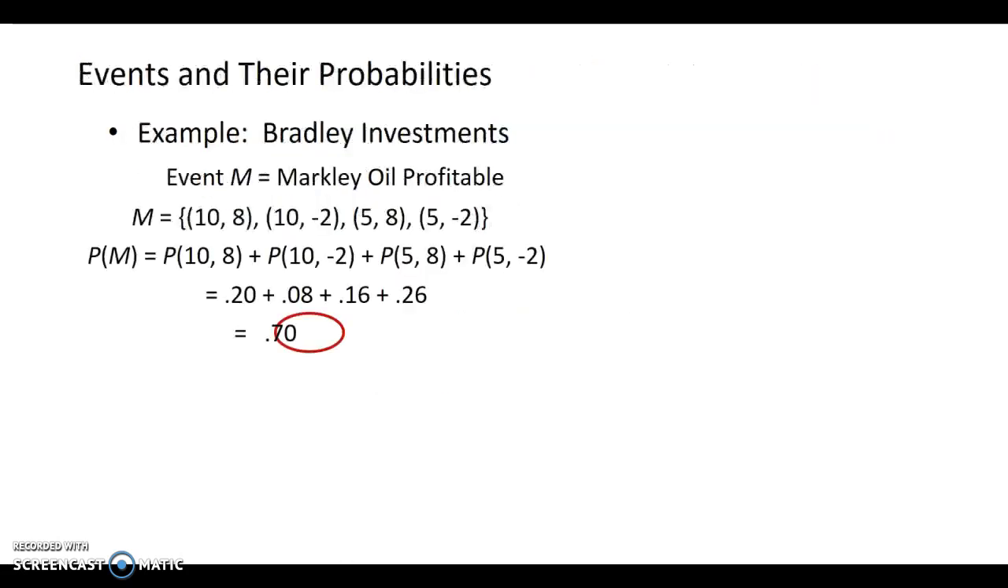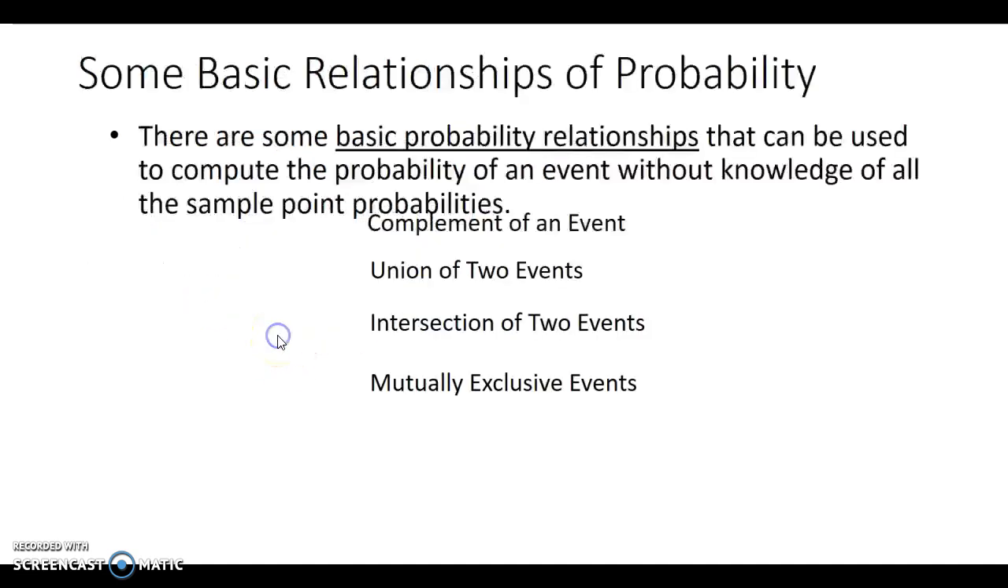So if we go back here to Markley Oil, there's a 70% probability that Markley Oil is profitable. Markley Oil could be profitable or not profitable. The probability that Markley Oil is profitable or not profitable is 1. We subtract out 0.7, and we can find out that the complement, that Markley Oil is not profitable, is 1 minus 0.7, or 0.3. We will continue with the rest of these in the next video.